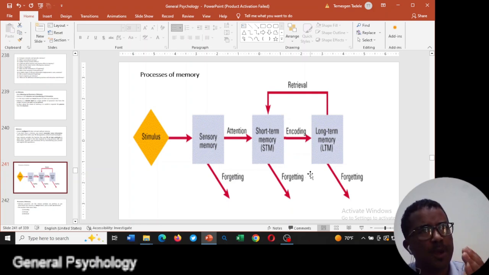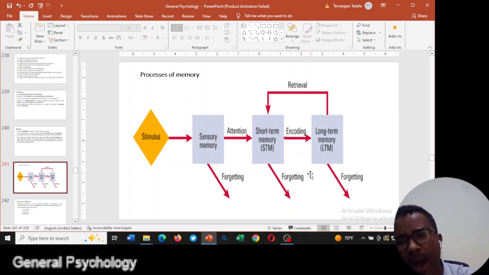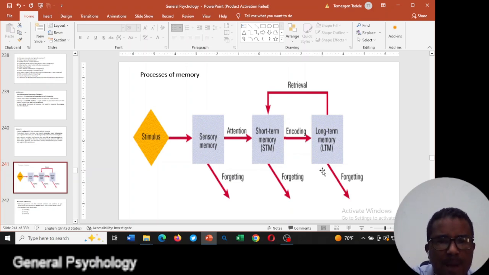First, we get information from the environment. In the environment, we have different kinds of stimuli. This specific stimulus goes to sensory memory. Through attention, we can push this information into short-term memory. By rehearsal and attention, we can pass this information from short-term memory to long-term memory. Whenever we want to use that information again, we can take it out from long-term memory through the process of retrieval. That is the overall procedure of human memory.